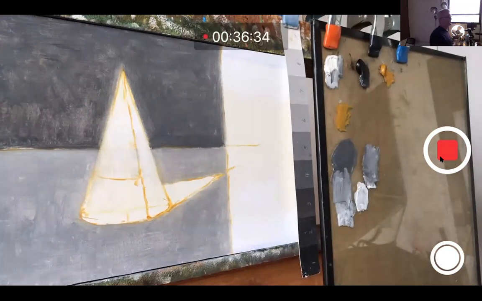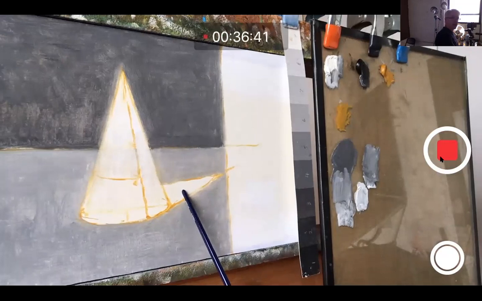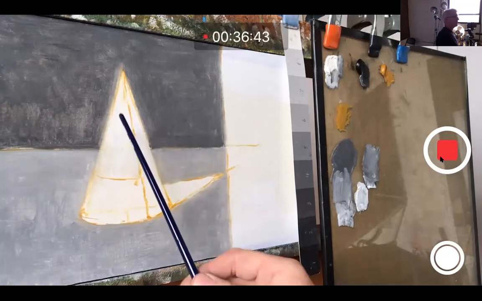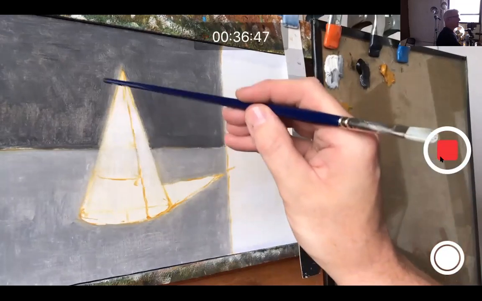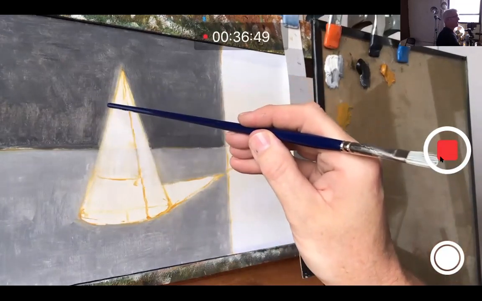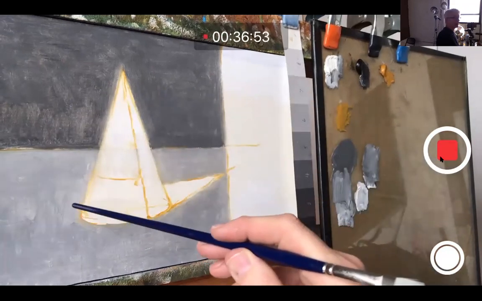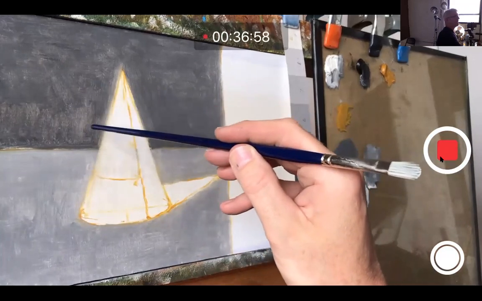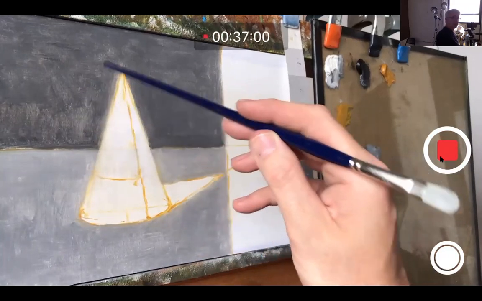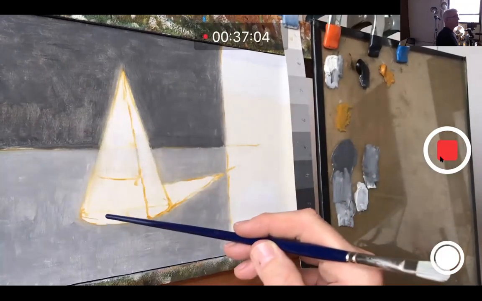Okay, so now I want to look at the value of the light mass and the dark mass on the cone and the value of the cast shadow relative to the values I've already put down. So what I mean by that is I've looked at the value of the background of my setup. I've looked at the value of the tabletop in my setup. This is a middle gray value, maybe tending towards the dark. This is a middle gray value tending towards the light.